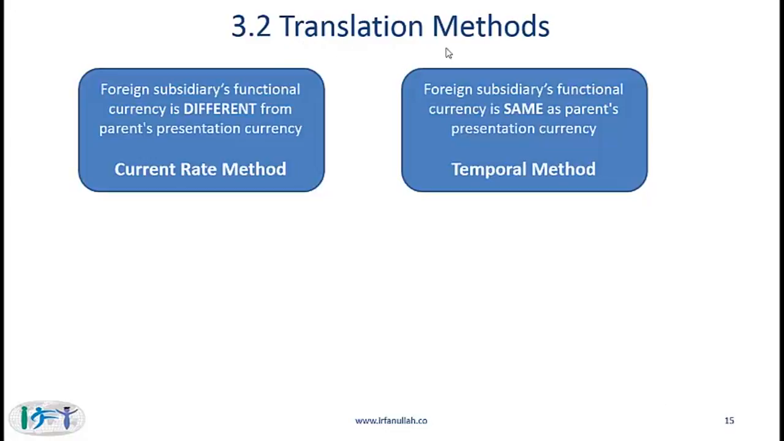Section 3.2, Translation Methods. This, I'd say, is one of the most important slides in this presentation, and if you do get a question related to translation, it is very likely that you will be tested on the concept that we discuss here. And the concept is this: how do we decide which method to use? How do we decide between the current rate method and the temporal method? And the answer is shown right here. If the foreign subsidiary's functional currency is different from the parent's presentation currency, then we use the current rate method.